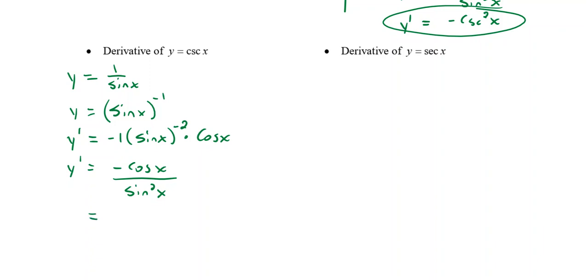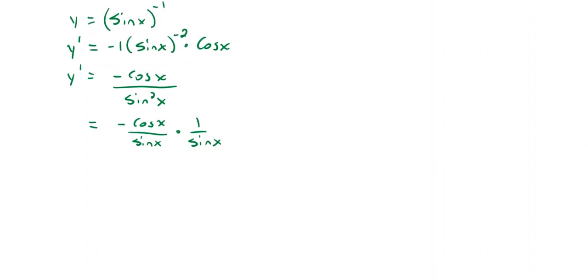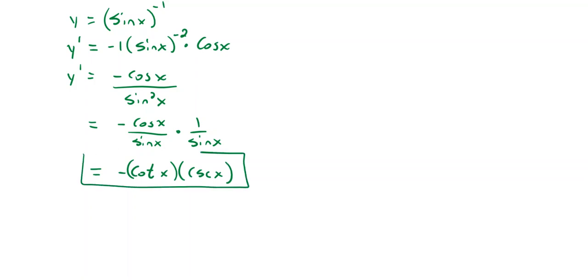Or we could split this up a little bit too. We could write this a little different as negative cos x over one of these sine x's, so sine x times 1 over sine x. And then these are identities, so we can rewrite those as well. That would be negative cotan x times, I'm going to put these in brackets, times cosecant x. And there is our derivative.